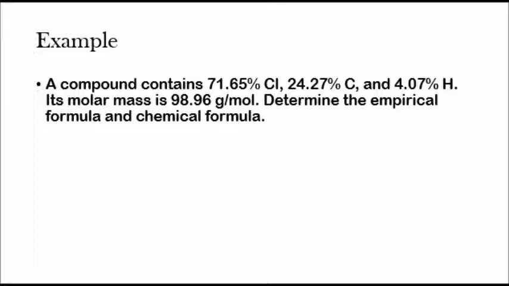Okay, so you'll get a question like this: a compound contains 71.65% chlorine, 24.27% carbon, and 4.07% hydrogen. Its molar mass is 98.96 grams per mole. Determine the empirical formula and chemical formula. So let's first determine the empirical formula before we even look at the chemical formula.